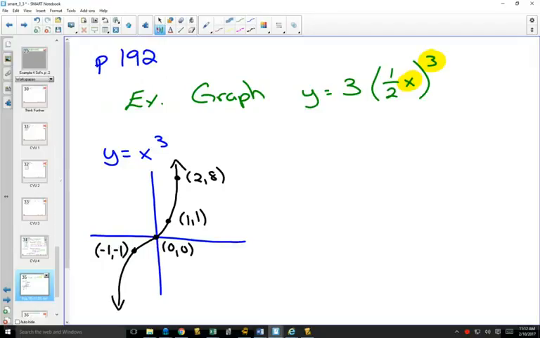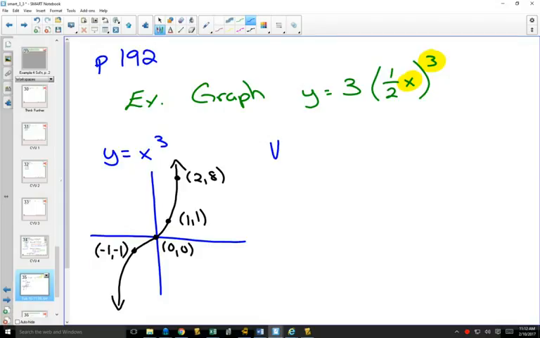So now we have to decide, well, what's happening to our graph? I highlighted the x and the cube to realize that's part of our parent graph, but we've got a 3 and we've got a 1/2 there. What do those things do? What does the 3 do? That affects the y. Good. Because can you see that that 3 is outside of the function? That 3 is not getting cubed. So that's going to affect the y values.